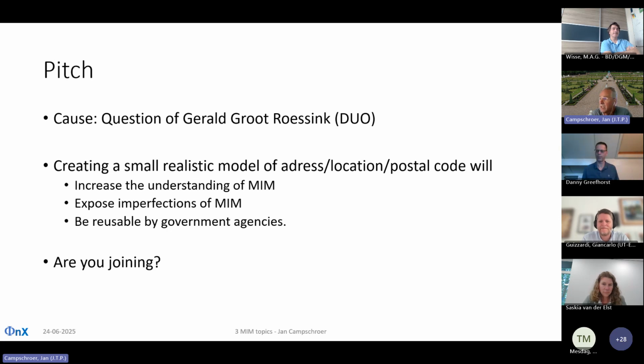Dus ik denk, misschien is het handig om, zoals door Gerald Groot-Roesing is gevraagd, een model te maken wat we binnen de overheid gaan gebruiken voor adres. En dan kun je natuurlijk zeggen, ja, dat zit al in de BAG. Alleen de BAG is niet MIM compliant. Dus je zou kunnen zeggen, laten we dat stukje uit de BAG eens op deze manier doen. Dan kunnen we dat binnen de overheid gebruiken. En hebben we een voorbeeldje en gelijk een mooi stukje wat we misschien wel kunnen promoveren tot een standaard wat binnen Nederland gebruikt gaat worden. Daar sluit ik bij af.